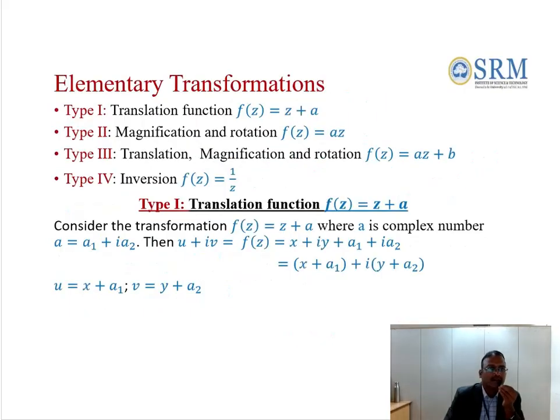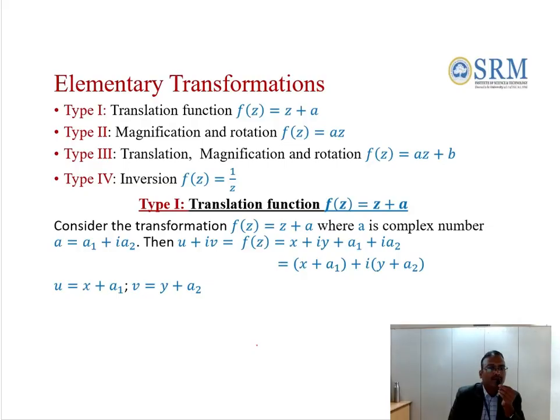Next we are going to see some of the conformal mappings. It is of the form f of z equal to z plus a. This is called a translation. It's called a type 1 elementary transformation. Type 2 elementary transformation is magnification and rotation.